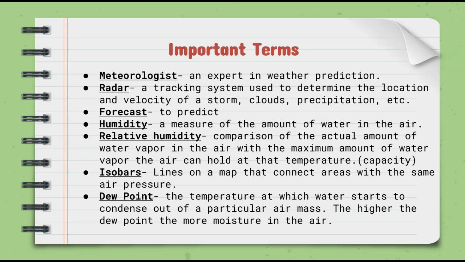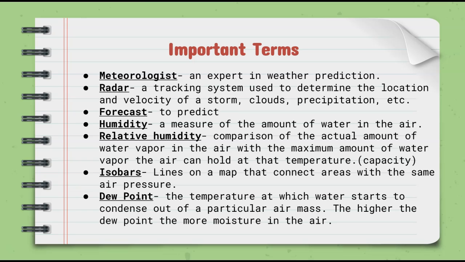So the first word that we're going to take a look at is meteorologist. This is a person who is an expert in predicting weather. You will see these are the people on the local news stations giving us the daily and weekly weather updates. And they take all the data and make it palatable or understandable to the mass public, which is a very important thing to do for keeping people safe.